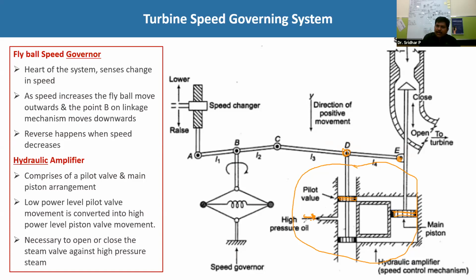Now through this small inlet, we are allowing some high pressure oil into this chamber. This is nothing but the chamber. Now in this switch, we are allowing some high pressure oil to admit. Now what happens?